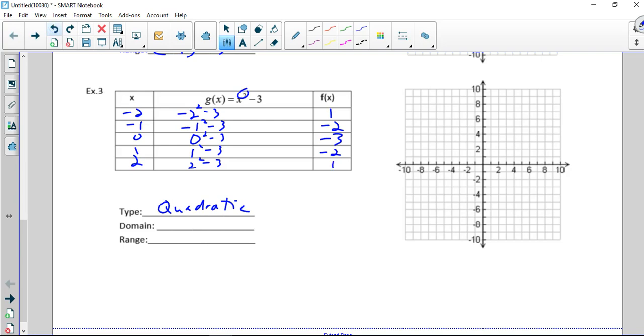So, -2, and remember where our parabola the other day was? It was something like that.